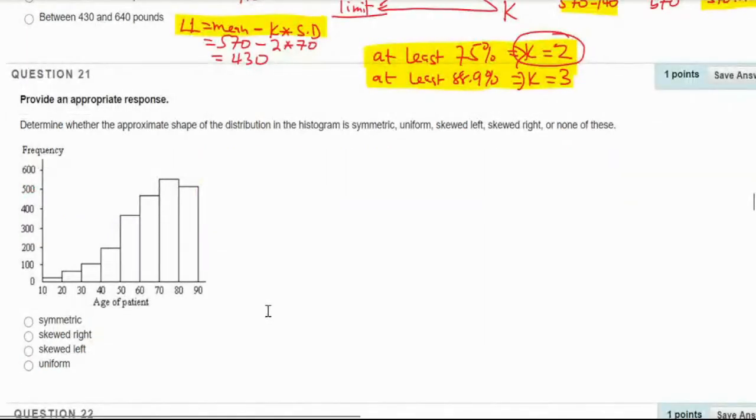Now the next question looks more like one where you have to look at the graph and know the answer. Could someone help me with this? Skewed left. Excellent. Excellent.